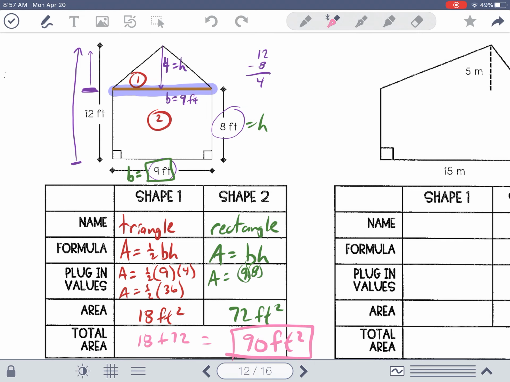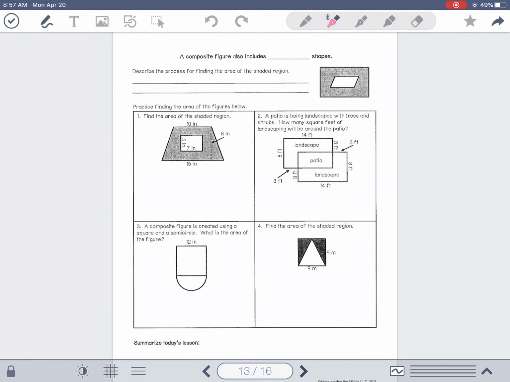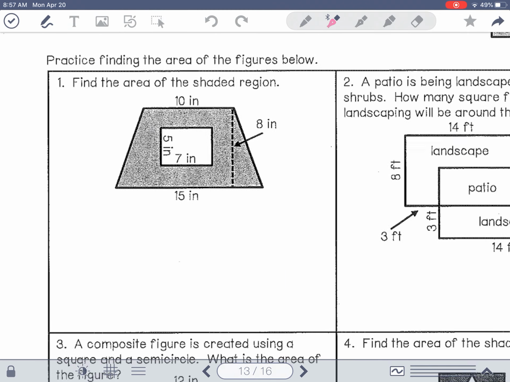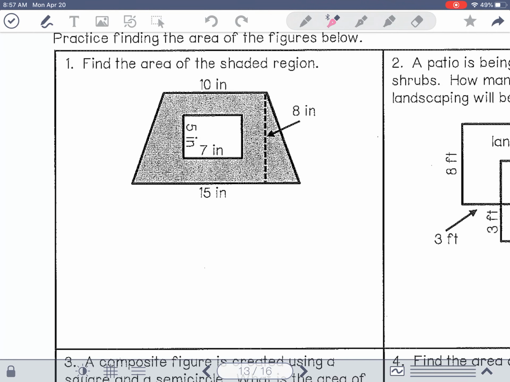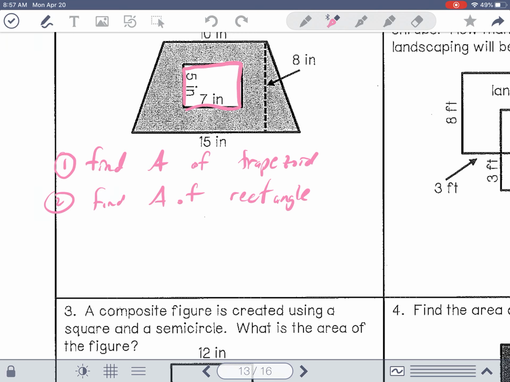I'll let you take a quick snapshot of this example. There are a lot of composite figures. For example, here's one composite figure where you have to subtract. So first, find the area of the trapezoid. Second, find the area of the rectangle. That's the rectangle inside, but we're looking for the shaded area. So here you're going to subtract.